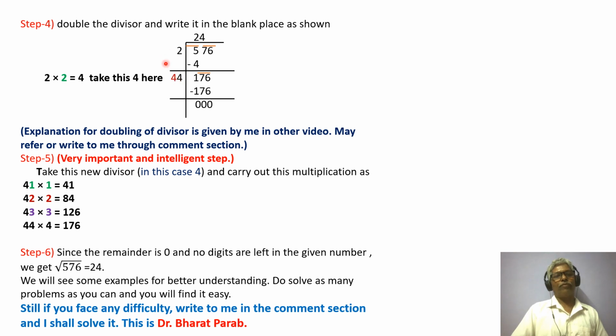So this red 4 is because of multiplication of this 2 by another 2, that doubling, and you got 4. We will see how we got this 4 in the next step. Presently this red 4 is because we have doubled the divisor. So that was the fourth step.